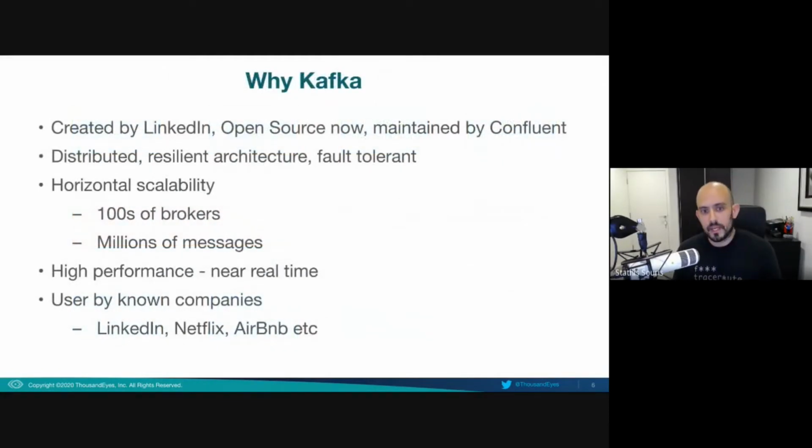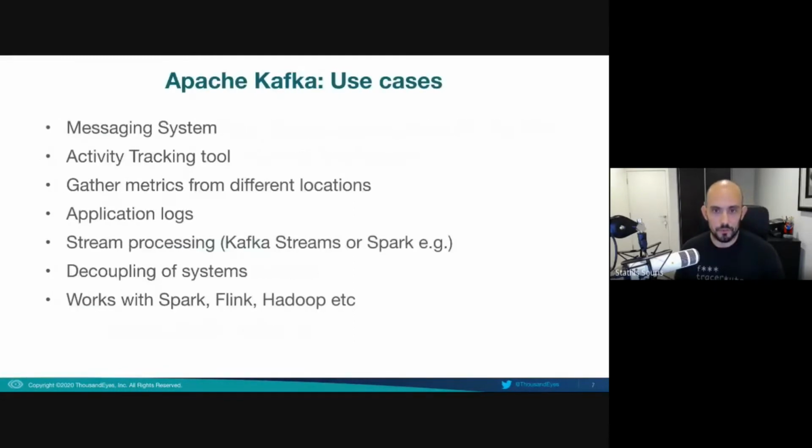Kafka was created, of course, by LinkedIn. Probably all of you already know those things. It is open source now and maintained by Confluent. It's distributed, and it's very resilient in faults. You can scale it horizontally on commodity hardware. You can scale it to hundreds of brokers and consume millions, probably billions of messages. It has great performance, and it's a safe bet, in my opinion. It's used by many famous companies like Netflix, Airbnb, and, as we said, it was created by LinkedIn also.